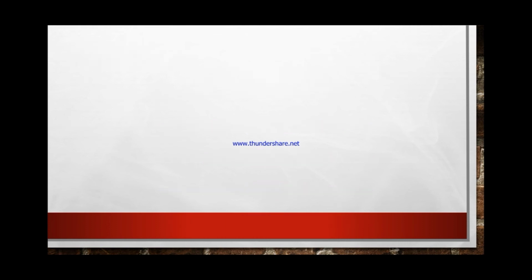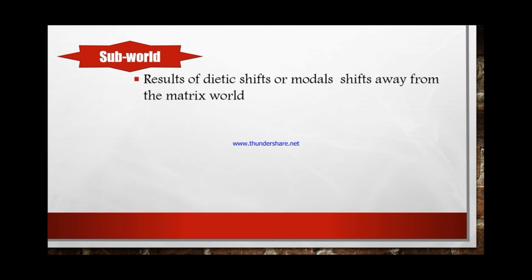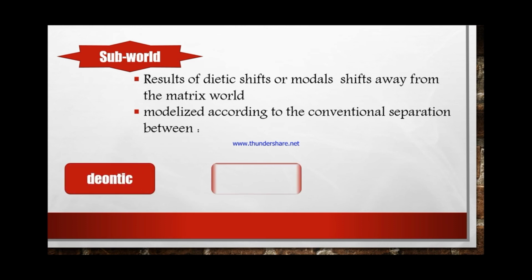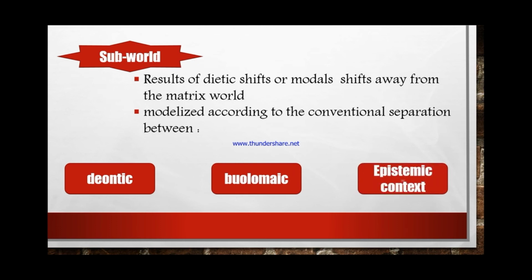Last, we have the subworld. It is the result of deictic shifts or modal shifts away from the matrix world. Modal world switches are triggered by propositional modal words, to modalize according to the conventional separation between boulomaic, deontic, and epistemic contexts, and accounts for such things as expressions of beliefs, desire, and obligation.